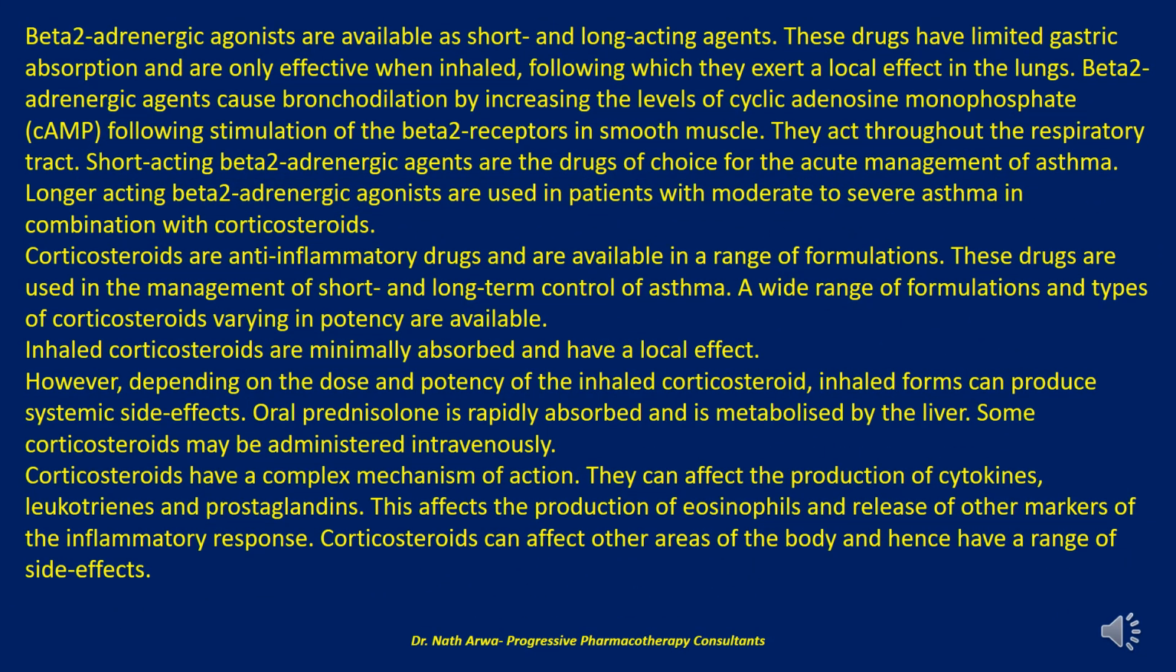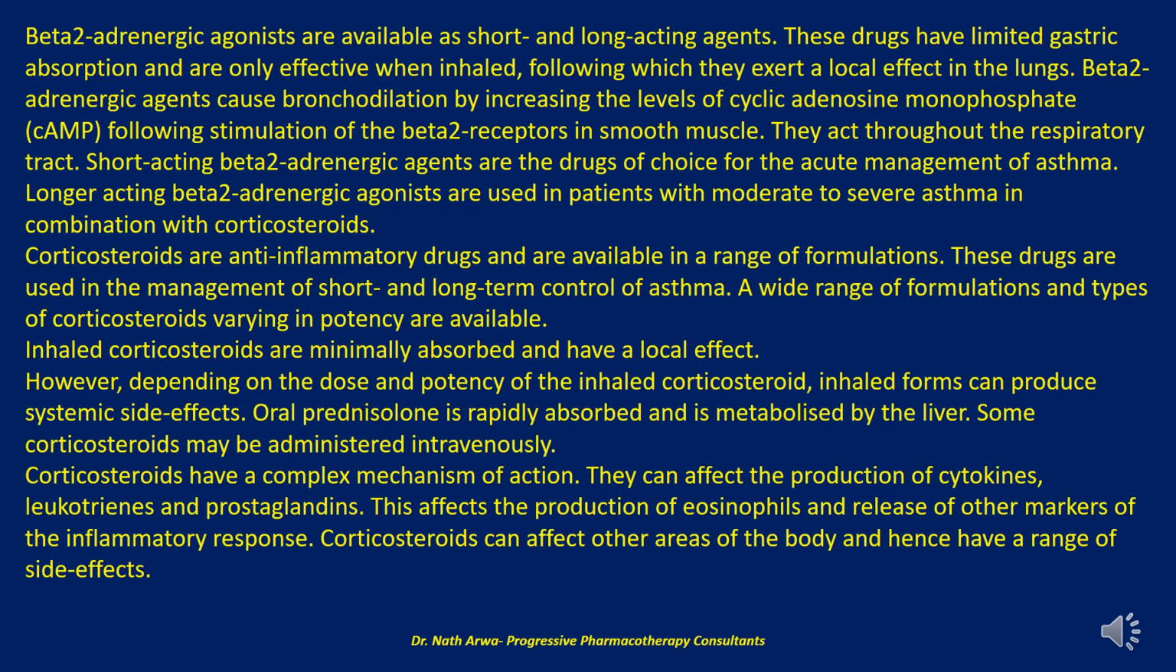Beta-2 adrenergic agonists are available as short and long-acting agents. These drugs have limited gastric absorption and are only effective when inhaled, following which they exert a local effect in the lungs. Beta-2 adrenergic agents cause bronchodilation by increasing the levels of cyclic adenosine monophosphate, abbreviated as cAMP, following stimulation of the beta-2 receptors in smooth muscle. They act throughout the respiratory tract.